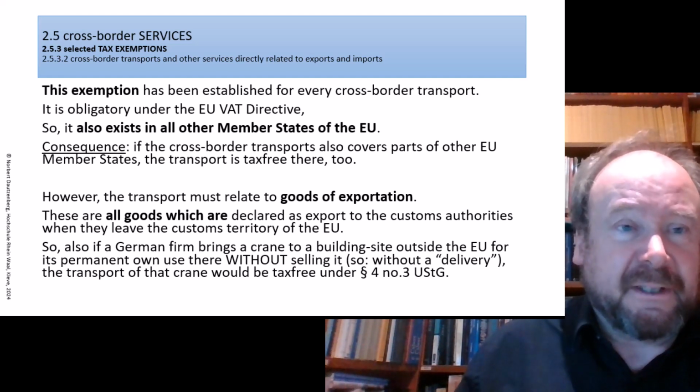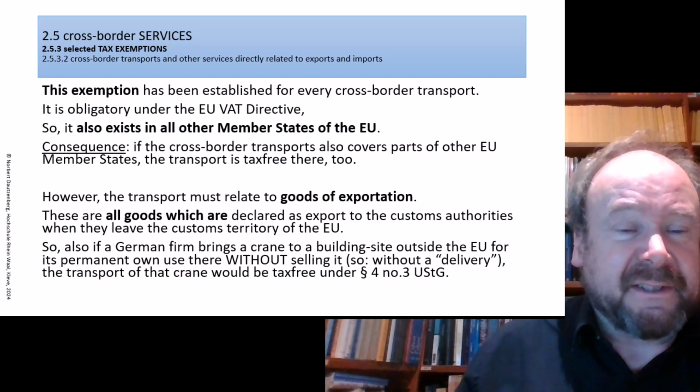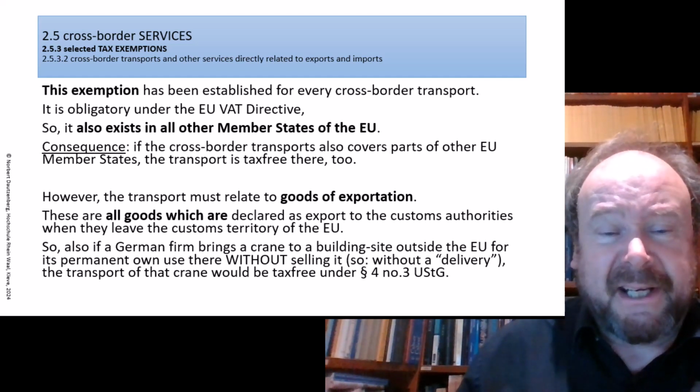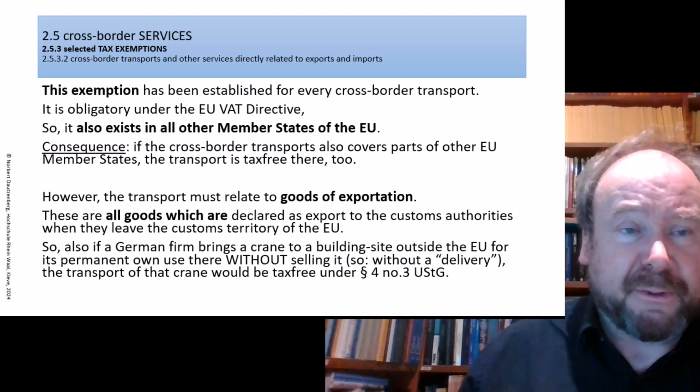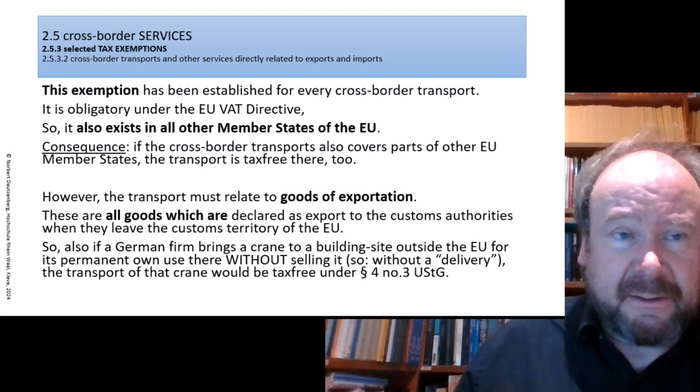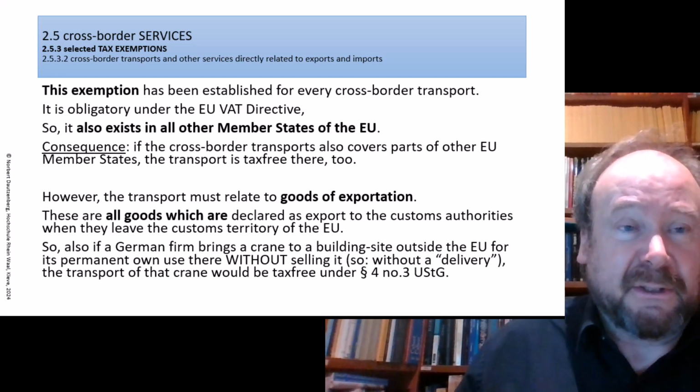So imagine a German firm brings a crane to a building site outside the EU for its permanent own use there without selling it, so without a delivery, then the transport would be under 3a(2) taxable in Germany. However, it would be free of tax under our rule of 4(3).